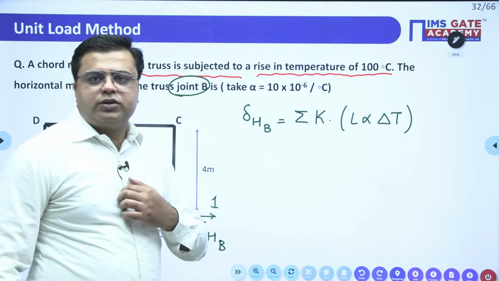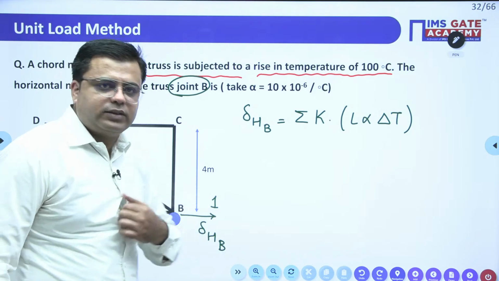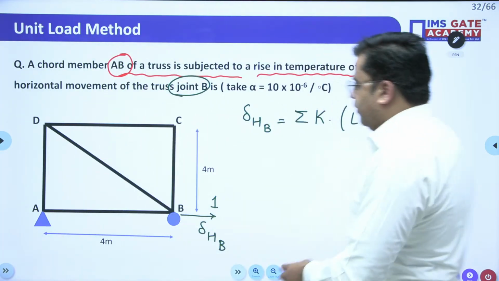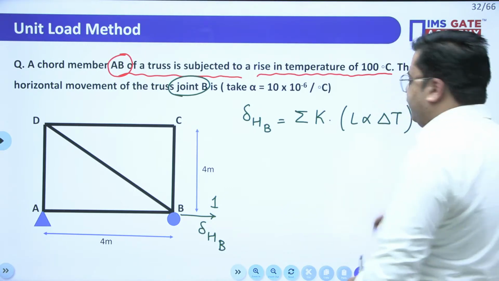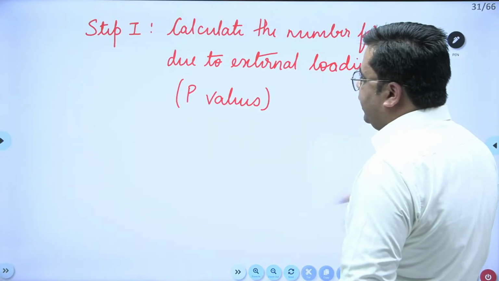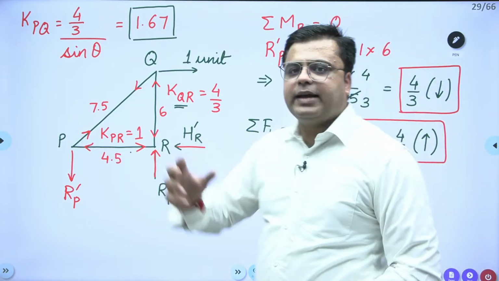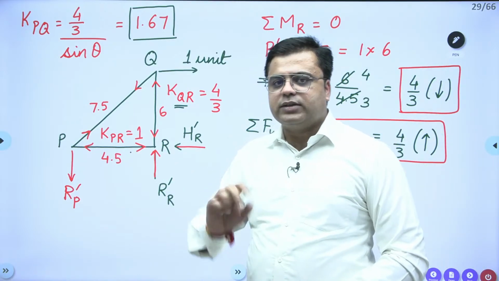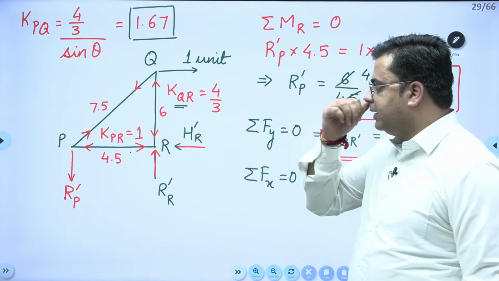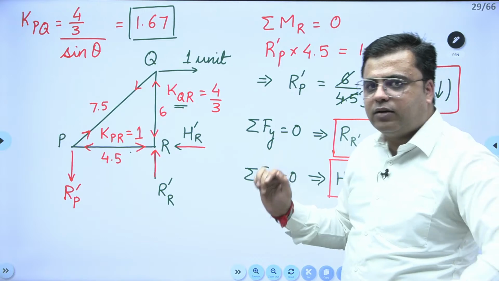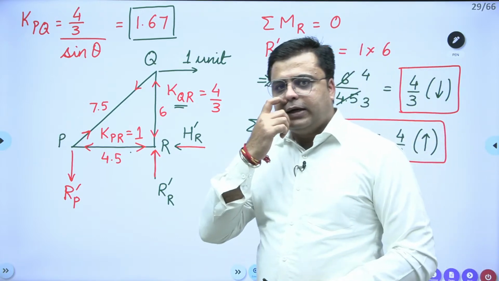Sir, will these questions be asked? Obviously, these questions are asked in the examination. These are easy questions. We have consumed a lot of time for solving this, right? But when you try to solve in the examination, these questions hardly take any time. You have to quickly calculate 3 member forces for calculating these K values. Sir, it is consuming time.